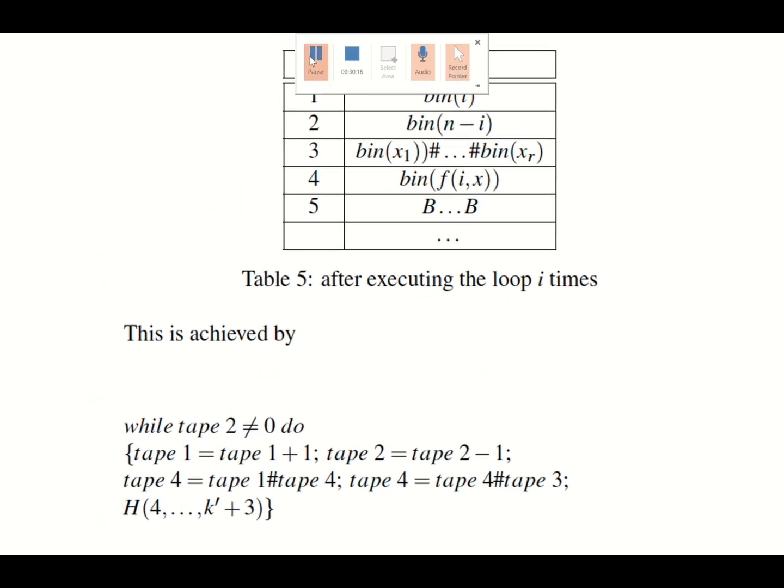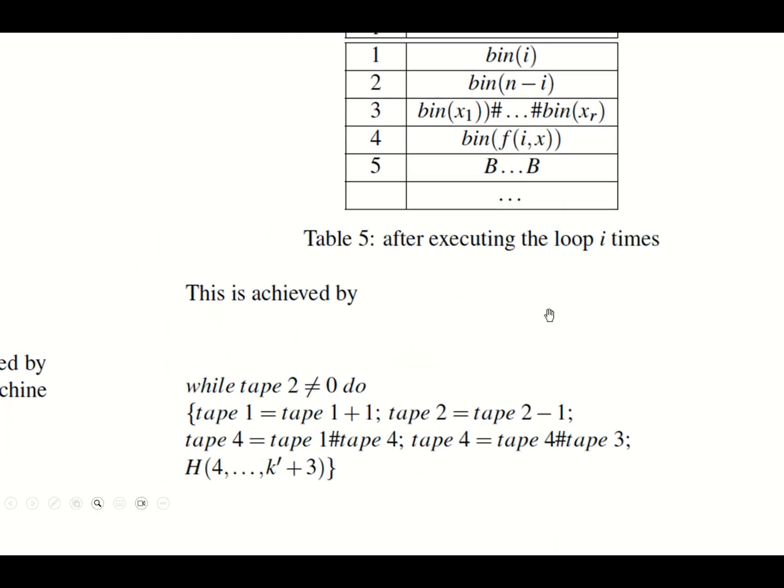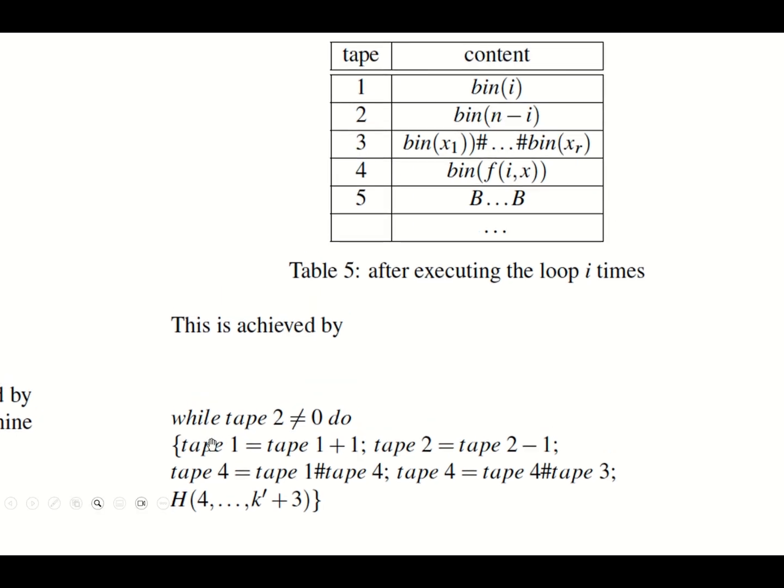Let me first pause and ask: how is this thing achieved? Remember the while loop we constructed on the previous slides that was doing: while something is non-zero, do something. So this will go like this. While tape 2 is not 0, meaning initially it's n, it's not 0, I'm decrementing until it becomes 0. While tape 2 is not 0, do what?